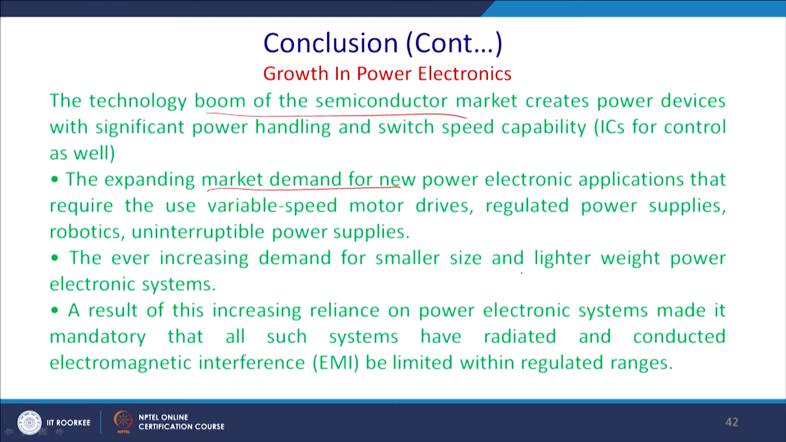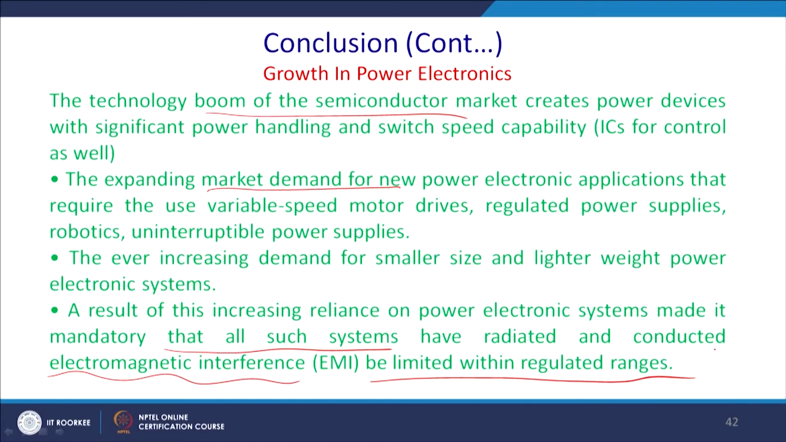As a result of this increasing reliance on power electronic systems, it became mandatory that all such systems limit radiated or conducted electromagnetic interference. That is the problem of EMI and EMC, and it may lead to communication errors, and we require to suppress that within limited regulated ranges.